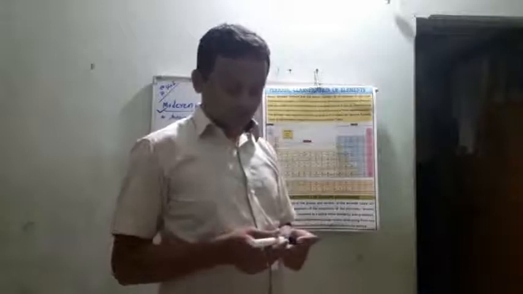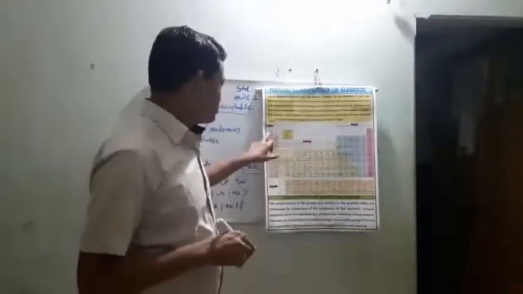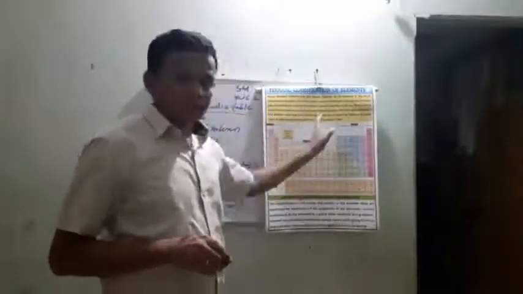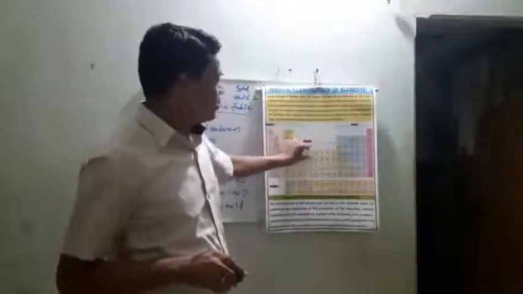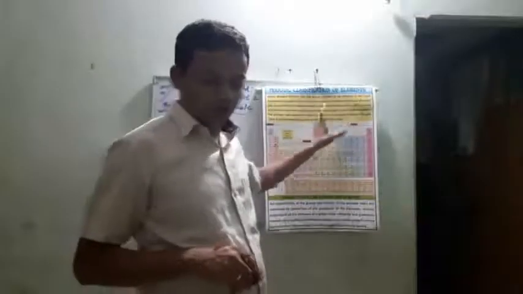Now the arrangement of the periods and groups results in a formation of boxes. You can see here the arrangement of these horizontal rows and vertical columns. They form boxes, and in each box a single element is given. So each box corresponds to the place for each element.